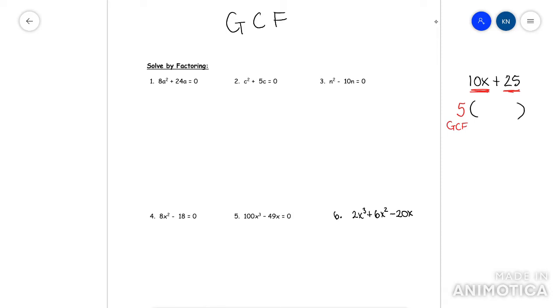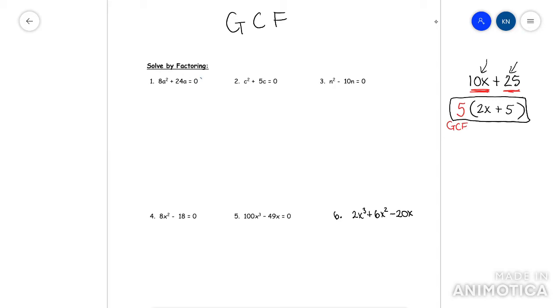So essentially what you do is you divide both of these things by 5. So 10 divided by 5 is 2, and I did not mess with the letter x. 25 divided by 5 is positive 5. This would be considered the factored form. That's all GCF is. So let's look at some of these problems.